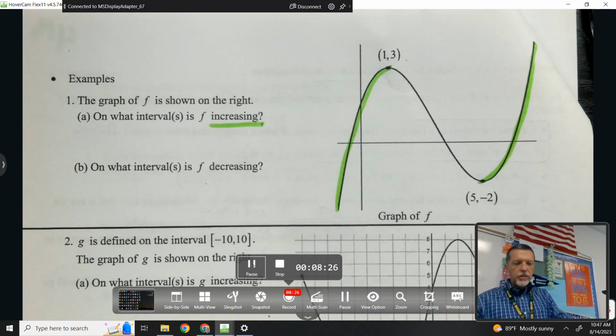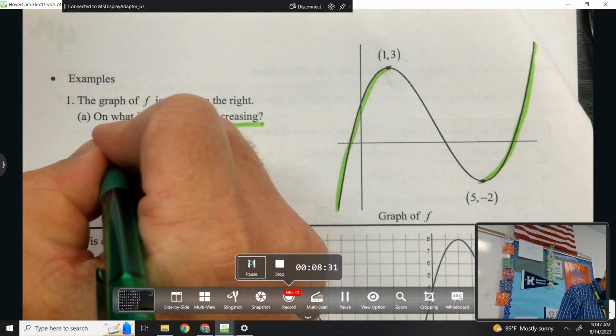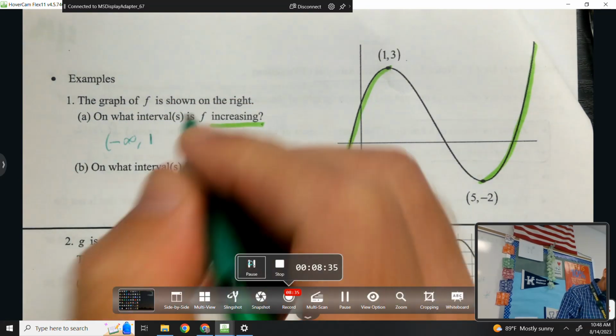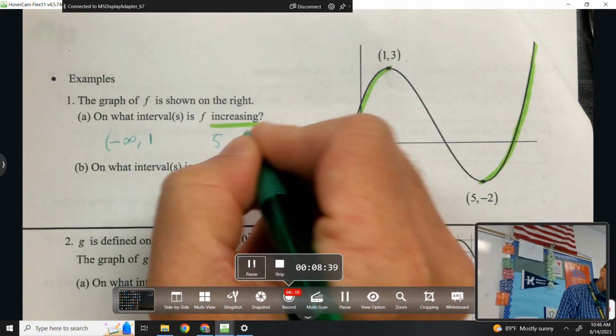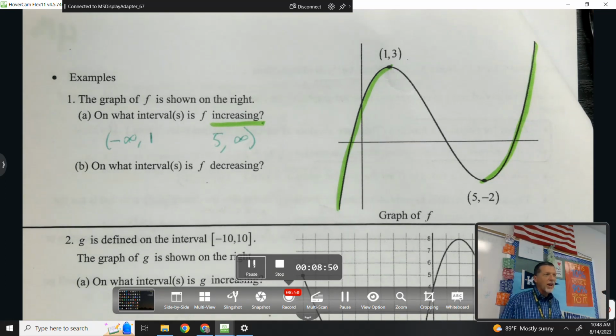Color code this to just way overkill this thing. So we're increasing from negative infinity up to 1. And then from 5 out to infinity. Now, I intentionally left off the parentheses versus bracket. What do you think? At 1, do we want to include 1 or not include 1?